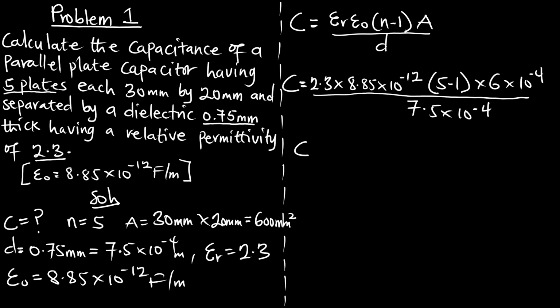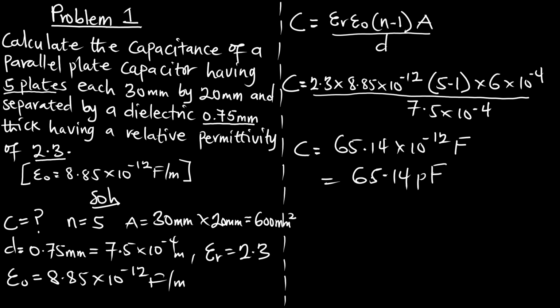And when you use your calculator, you are going to get the capacitance from this information as 65.14 times 10 raised to the power negative 12 farad. So in terms of prefix, we are going to get 65.14 picofarad. So this is the capacitance of the capacitor. Let's look at our example 2.